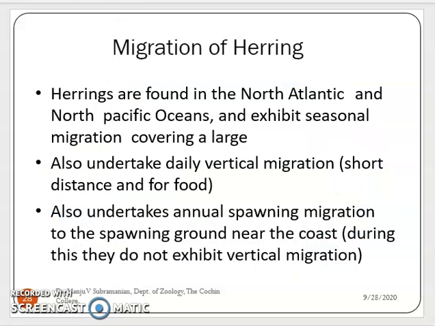And the migration of herring. The herrings are a good example of the Oceanodromous migration. They are seen in the North Atlantic and the North Pacific Ocean. They exhibit a seasonal migration, covering a large area, and also undertake daily vertical migration. Vertical migration means a short-distance migration for food, an up and down migration to the top layer and to the bottom layer of the ocean. And they also undergo the annual migration to the spawning ground near the coast. So they also exhibit spawning migration.